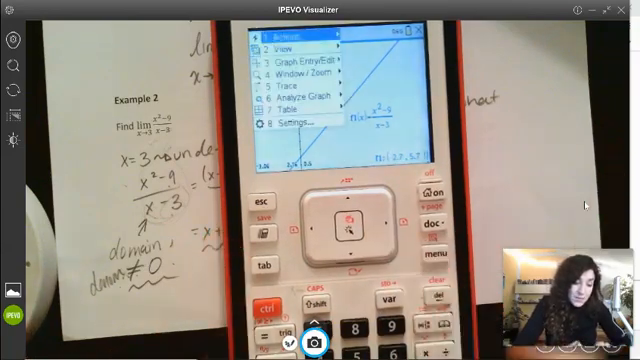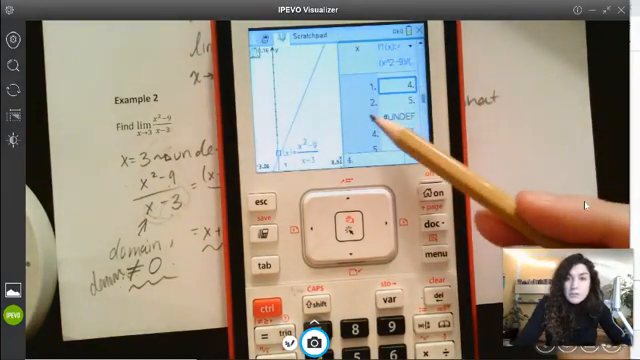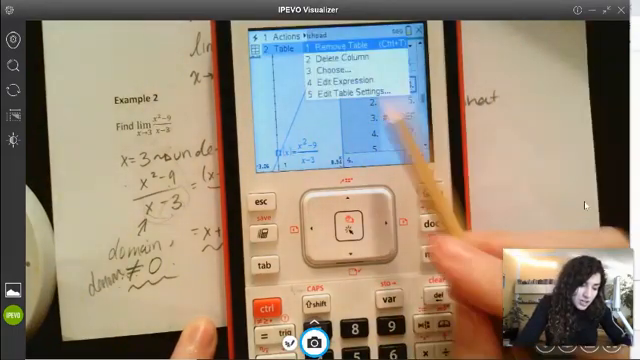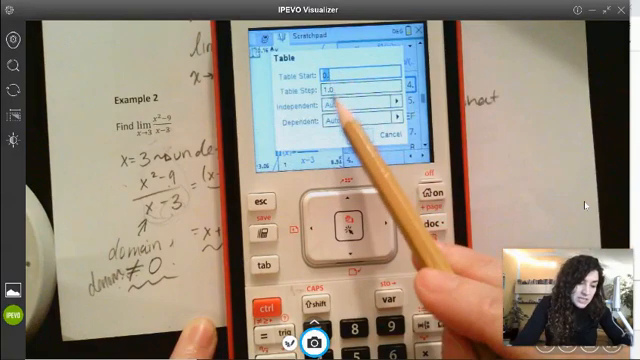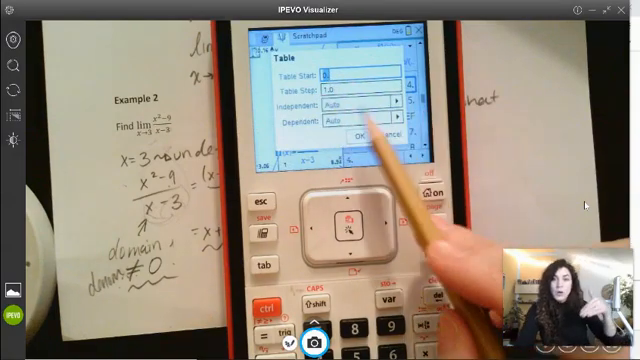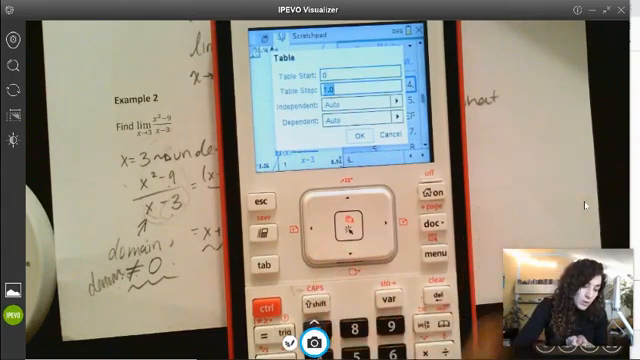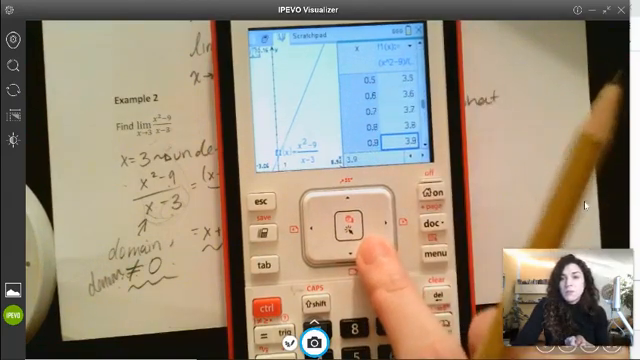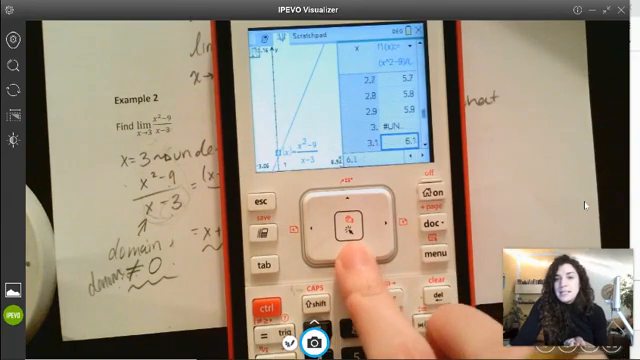Again, we could get our table and take a look at it. Our split screen goes up by 1, but if we wanted to, we could change our table settings. So we start at 0. Table step means, do I want to go up by 1 every time? Maybe I want to go up by 0.1 every single time. So notice that your x values are now going up by 0.1. So if I quickly scroll down, all the way down to 3, we might get a better idea of what's going on.